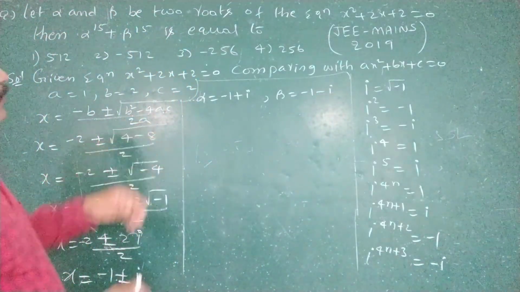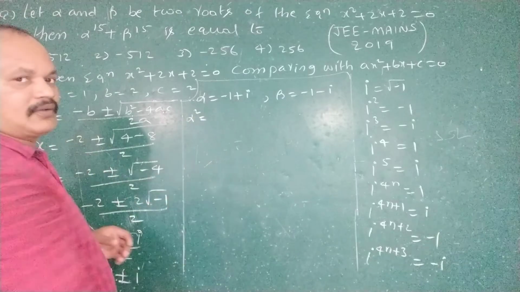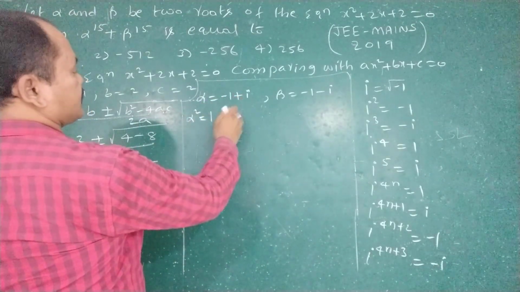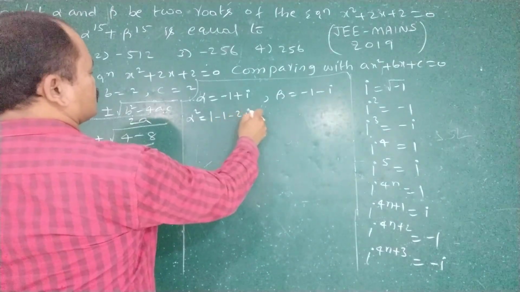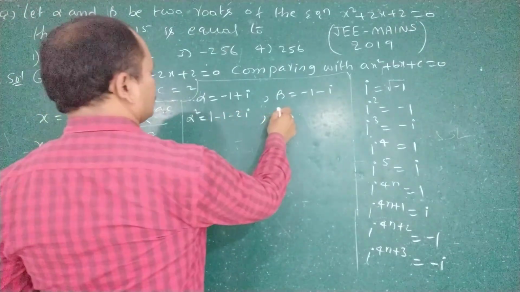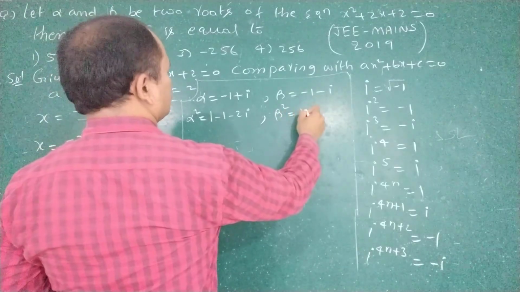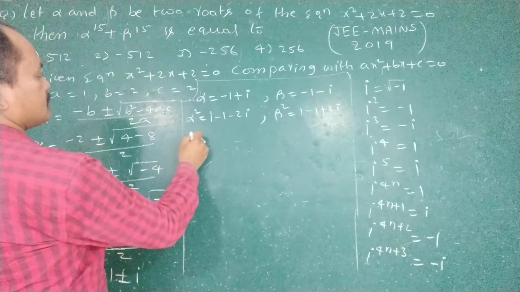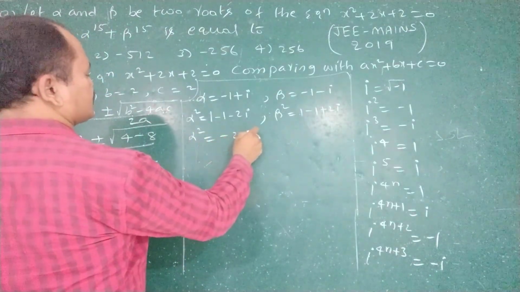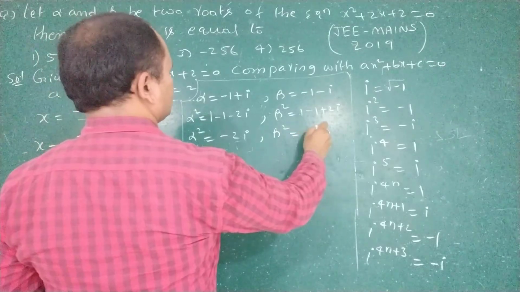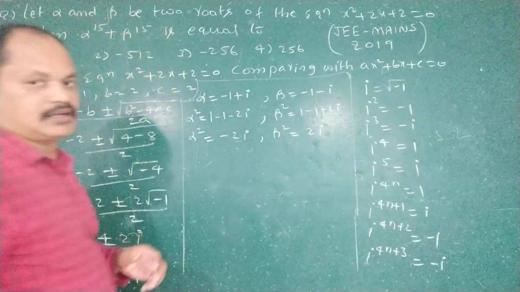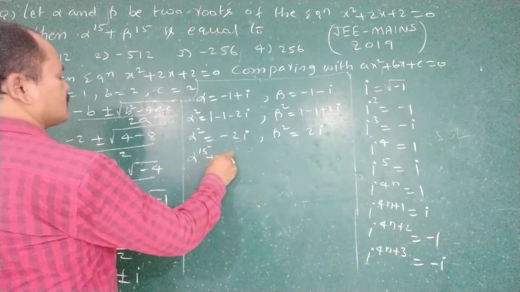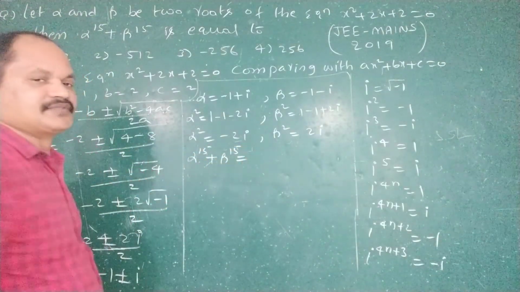Now, alpha square is equal to 1, i square is minus 1, minus 2i. Here beta square is 1, i square is minus 1, plus 2i. Now from this, alpha square is equal to minus 2i and beta square is equal to 2i. Now we require alpha power 15 plus beta power 15.